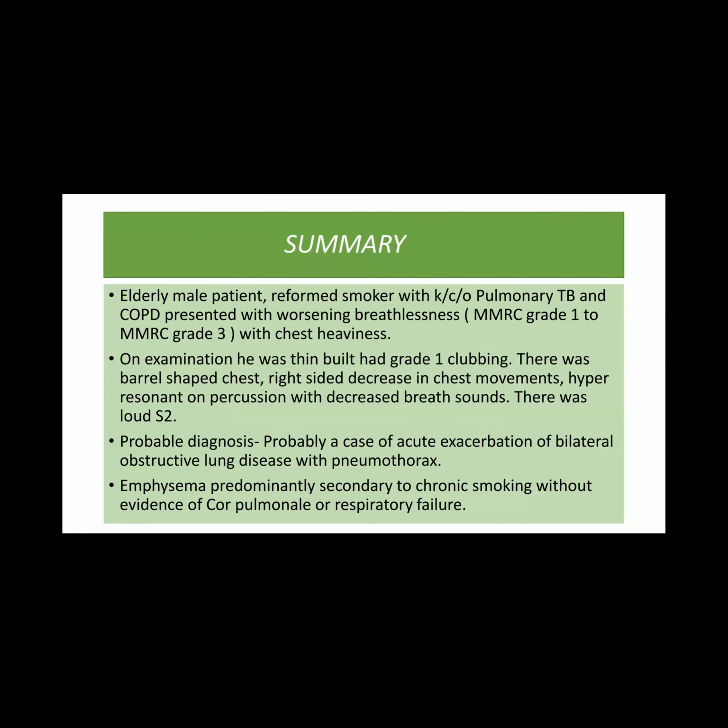As we summarize our case: an elderly male patient, a reformed smoker with a known case of pulmonary TB and COPD, presented with worsening breathlessness, MMRC grade 1 to MMRC grade 3, with chest heaviness. On examination, he is thin built and had grade 1 clubbing. There was a barrel-shaped chest, right-sided decrease in chest movements, hyporesonant note on percussion with decreased breath sounds, and there was a loud S2. The probable diagnosis can be a case of acute exacerbation of bilateral obstructive lung disease with pneumothorax, emphysema predominantly secondary to chronic smoking, without any evidence of cor pulmonale or respiratory failure.